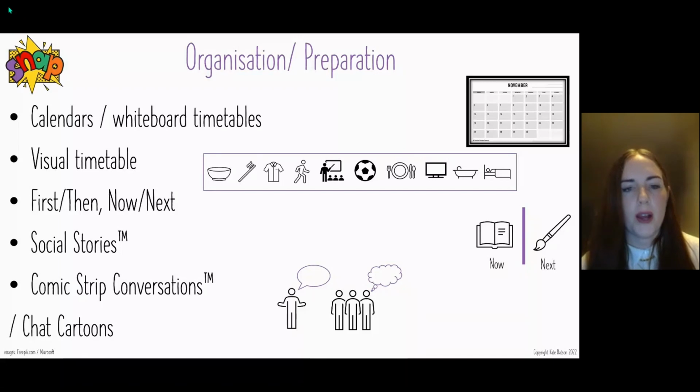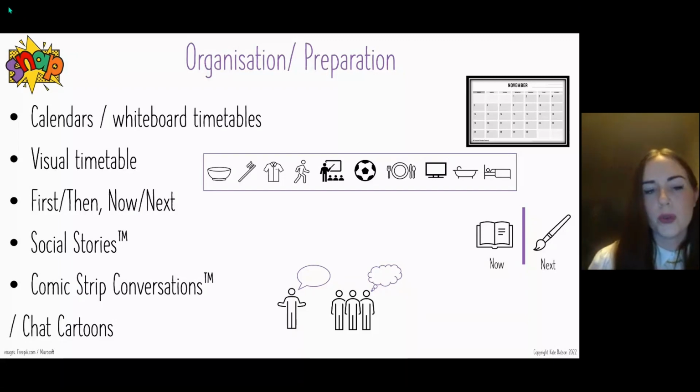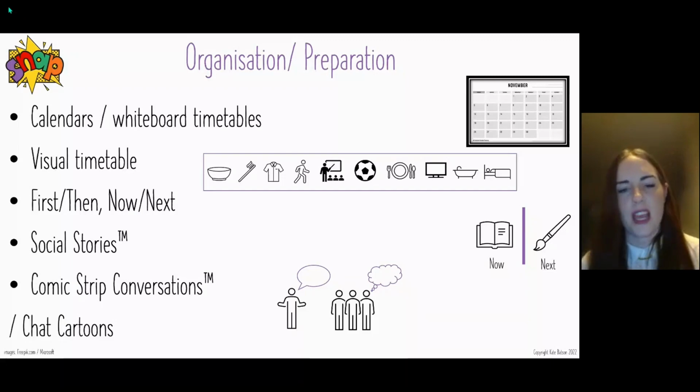For preparation around different events or different things that are coming up they've never experienced before, we might want to look into using things like social stories or comic strip conversations, chat cartoons, that again look at things in a very visual format and can help prepare a child for what's coming up.